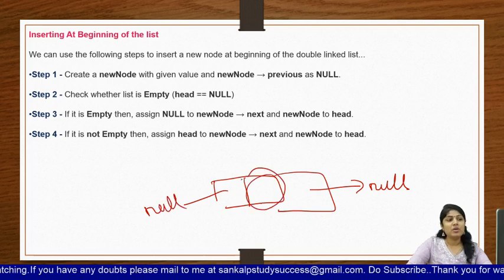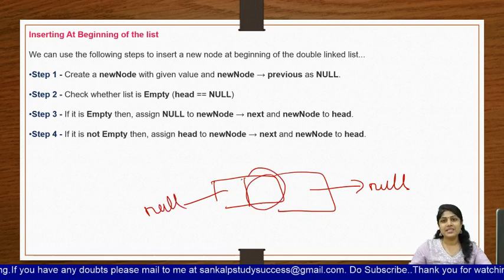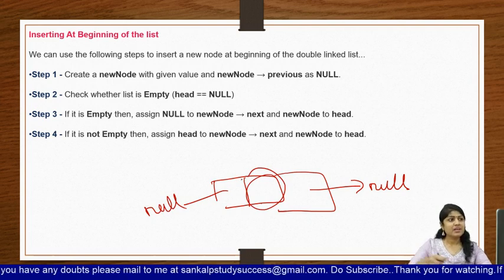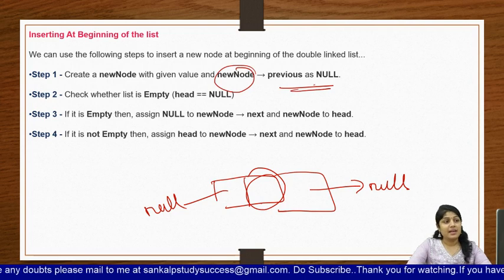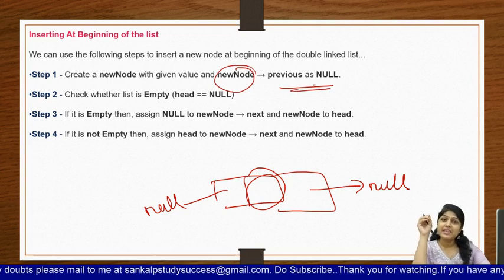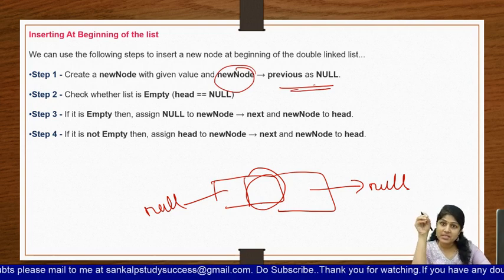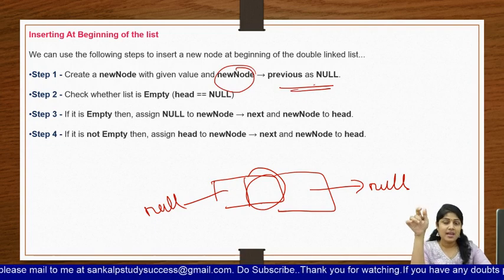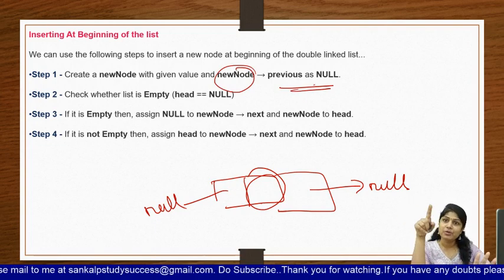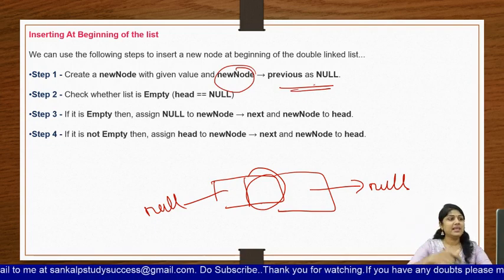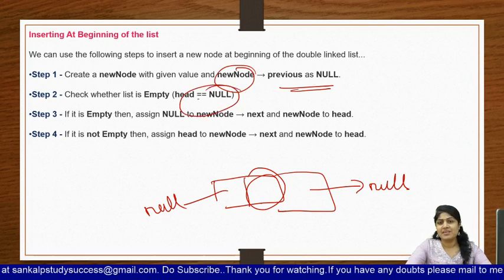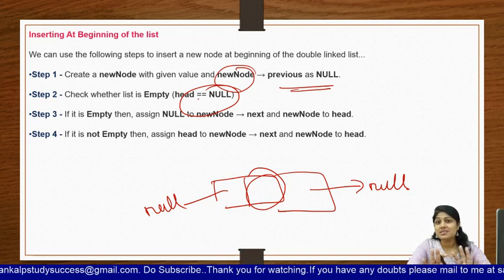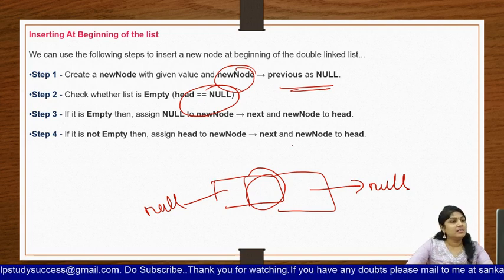So here I want to insert an element. I create a new node with a given value, new node to previous as null. If the element we are inserting is the first node, then new node to previous is null, new node to next is null. And the condition is: if head equals null. Head equals null means what? The list is empty. This one is done.